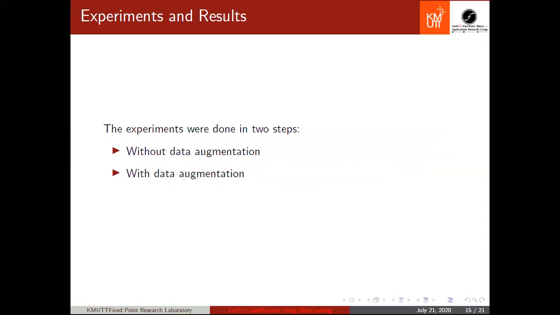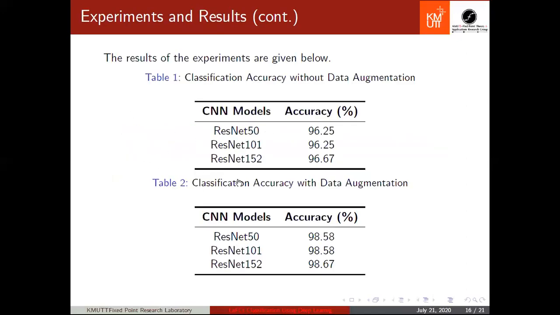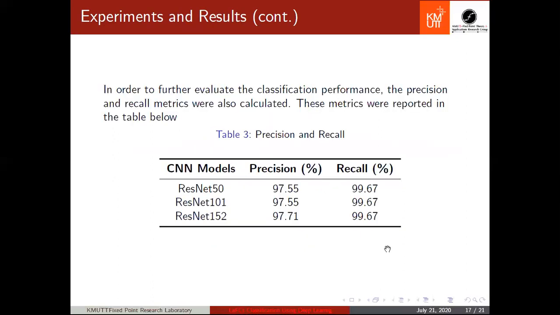Our experiments were done in two steps. In the first one, we did not do any data augmentation, while in the second one, data augmentation is performed. And these are the results obtained in both experiments. The first one is without data augmentation, and the second one is with data augmentation. In order to further evaluate the classification performance, the precision and recall metrics were also calculated, and this table shows the result.